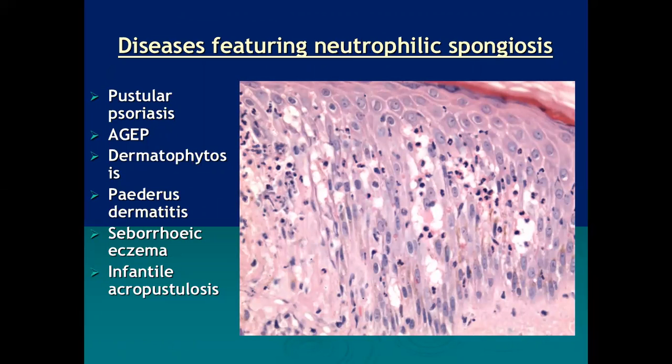Then, very interesting, there are a few diseases that are associated with spongiosis along with neutrophils. The first disease here is pustular psoriasis. So if anybody says that there is no spongiosis in psoriasis, this is not right, because the spongiform pustule of Kogoj, which is one of the characteristic histopathological findings of psoriasis, is characterized by spongiosis in the superficial layers of the epidermis along with a neutrophilic infiltrate. In addition to that, acute generalized exanthematous pustulosis is characterized by a similar change, that is a large spongiform pustule of Kogoj. Dermatophytosis is also characterized by neutrophilic spongiosis, then Pedras dermatitis. Seborrheic eczema is the only eczema that is characterized by a neutrophilic infiltrate, and infantile acropustulosis.